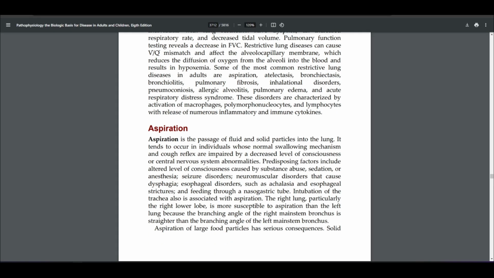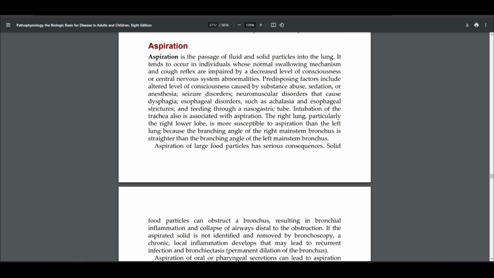So aspiration is the passage of fluid and solid particles into the lungs. It tends to occur in individuals whose normal swallowing mechanism and cough reflex are impaired by a decreased level of consciousness or a central nervous system abnormality. Predisposing factors include an altered level of consciousness caused by substance abuse, sedation, or anesthesia, seizure disorders, neuromuscular disorders that cause dysphagia, esophageal disorders such as achalasia and esophageal stricture, and feeding through a nasogastric tube.